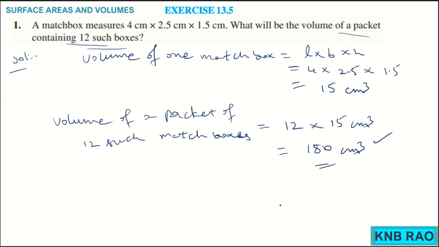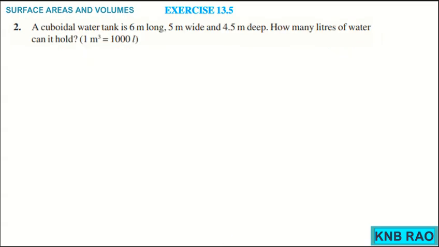This is the answer. Now moving on to question number 2. A cuboidal water tank is 6 meter long, 5 meter wide and 4.5 meter deep. Now length, breadth and height or depth we know. How many liters of water can it hold?